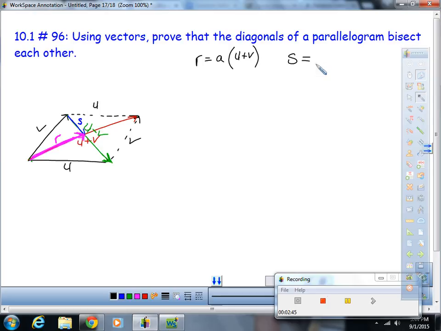We know that S is some portion of the green diagonal. Not necessarily the same portion. It's not necessarily A. It's some portion B of u minus v. Okay? Now, here's the trick. We could represent vector v, all these are vectors, as R minus S.